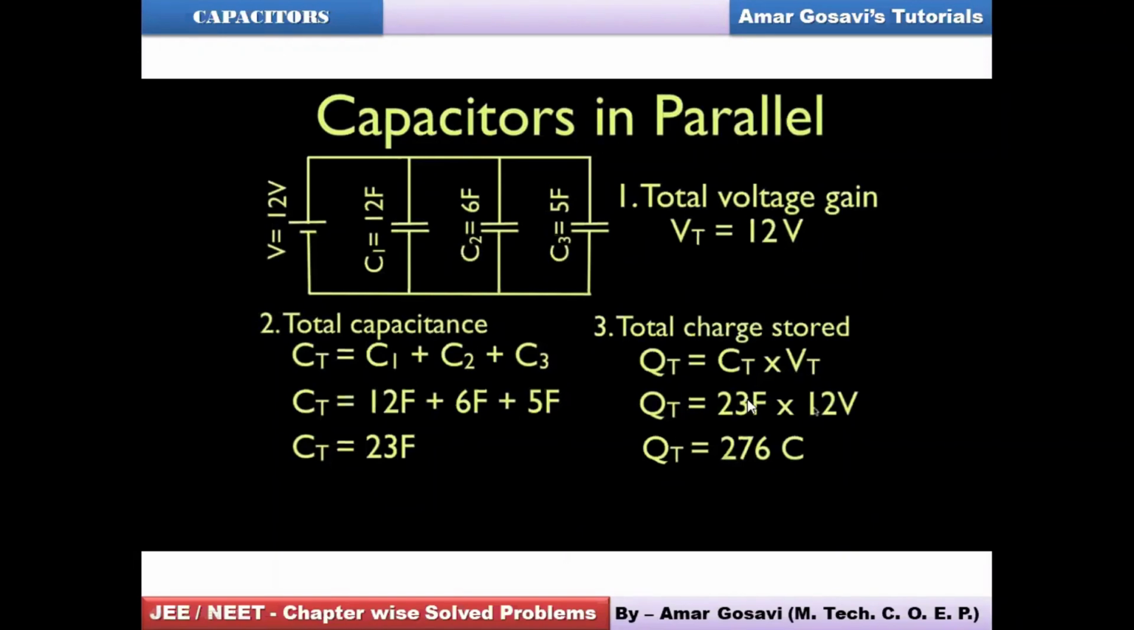Total charge stored will be total capacitance multiplied by total voltage. So that is 23 into total voltage 12, which is 276 coulomb. This is the total charge stored. So the three parts of the questions are answered. Now we will move ahead towards the fourth and the fifth part in the subsequent stage. Please make a note of this before we move ahead.